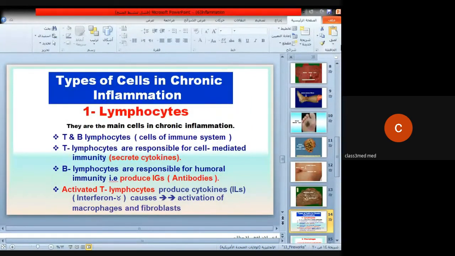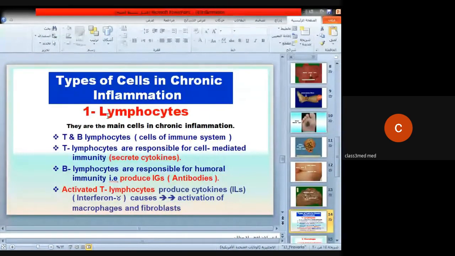Okay, we come to the types of cells in chronic inflammation. As we said, chronic inflammation has a polymorphic infiltrate, many types of cells. The most important are, first, lymphocytes. They are the main cells in chronic inflammation. You know, lymphocytes are of two types, T cell and B cell. T lymphocyte and B lymphocyte are the cells of the immune system.